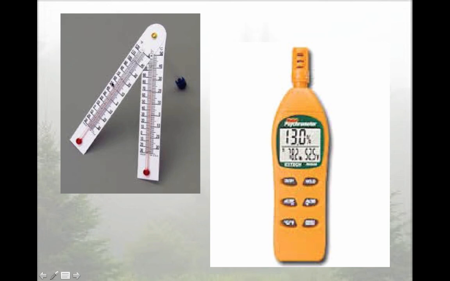This is the type of psychrometer that we're going to use and make in class. One of these will get coated with gauze and it will be dipped in water. So it will be a wet temperature and a dry temperature, and then we find the difference, and using a graph can find the relative humidity of an area.